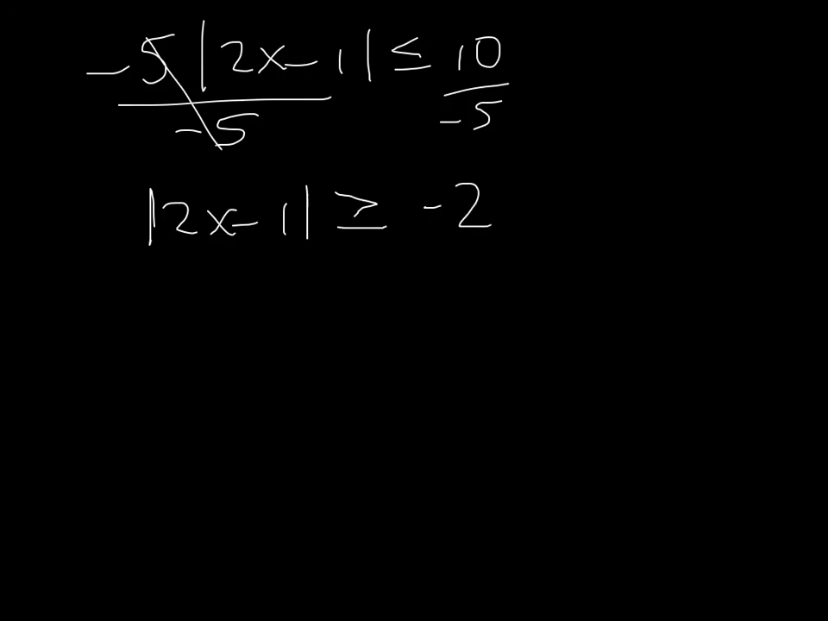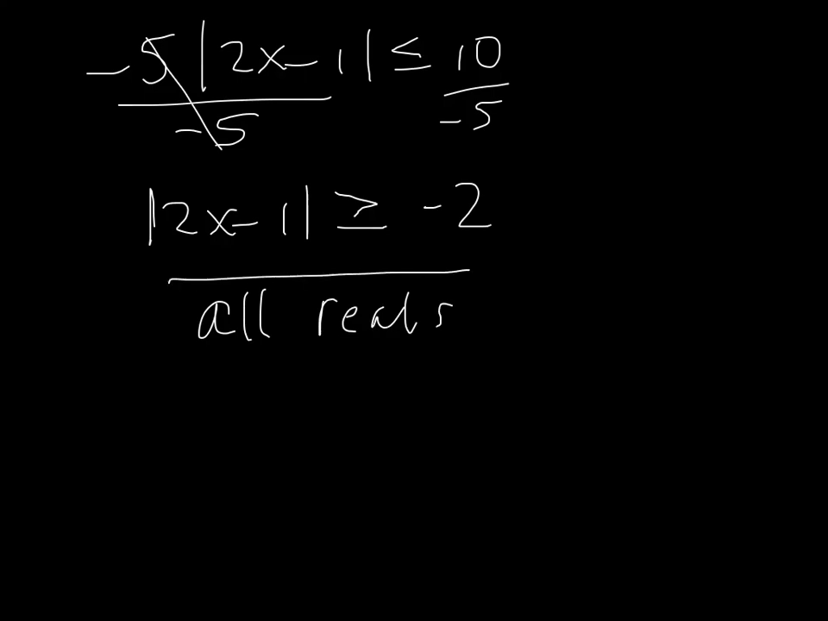Okay, now don't jump to, oh my gosh, there's an absolute value and a negative, it's no solution. Because remember, on the left-hand side, we're talking about a distance. So when is some distance greater than or equal to a negative? Well, it is always going to be greater than negative 2, because no matter what I plug in, after I take the absolute value, it's going to be 0 or greater. So this one is going to be all real numbers.